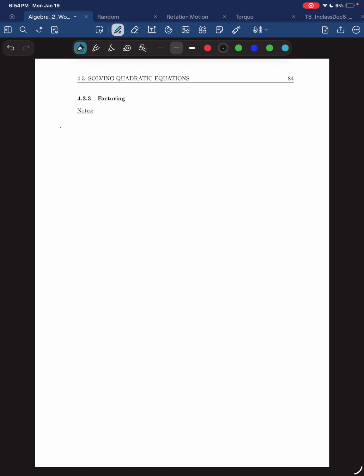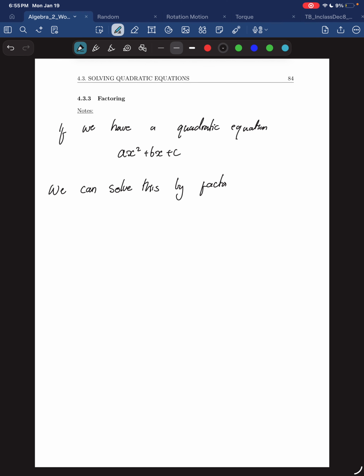So, let me say something. If we have a quadratic equation, ax squared plus bx plus c, this is the general form that we all know. We can solve this by factoring. This is equal to 0. We solve this by factoring the equation.